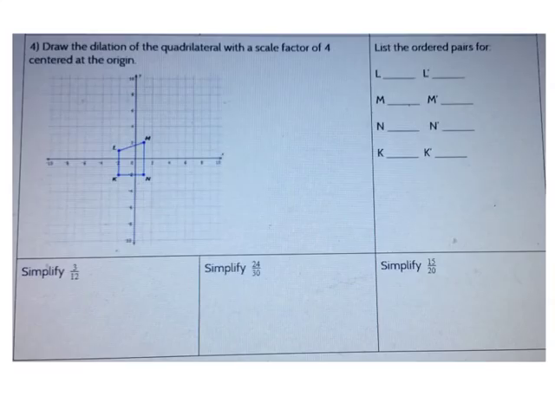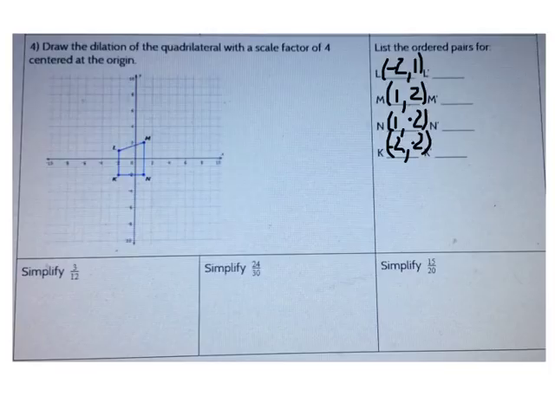Now let's draw the dilation of this figure with a scale factor of 4 centered at the origin. First, let's write our original ordered pairs. What is the location of point L, the location of point M, the location of point N, and the location of point K?